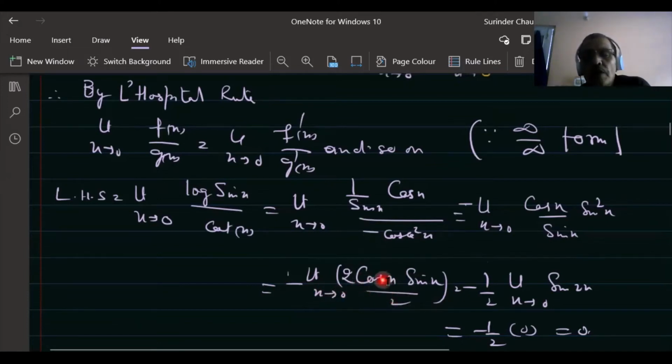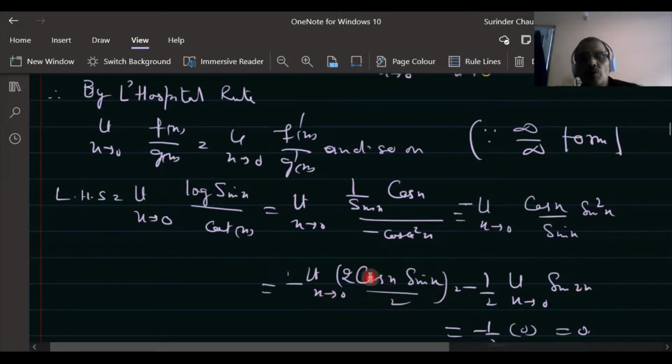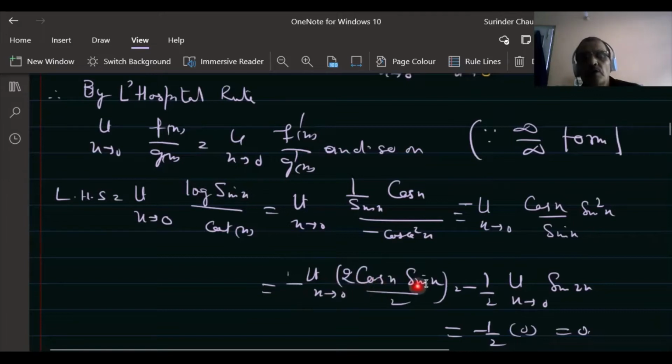2 sin a cos b is equal to sin 2x. So this is equal to minus half limit x tends to 0 of sin 2x, and sin of 0 is equal to 0. Or straight away we can substitute here also: minus limit x tends to 0 of cos x is 1, limit x tends to 0 of sin x is equal to 0, so 0 times 1 is equal to 0.